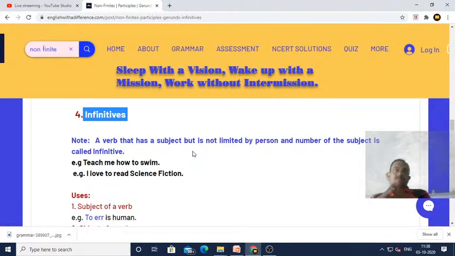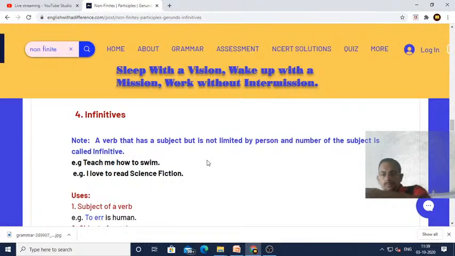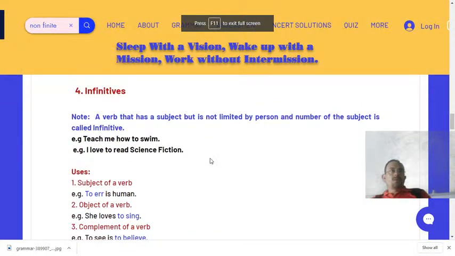What are infinitives? Always remember that non-finites consist of several categories: gerund, participles, verbal nouns and infinitives. So we are in the last category of non-finite verbs. This is called infinitives. So what are called infinitives? Let me tell you. A verb that has a subject but is not limited by person and number of the subject is called an infinitive.